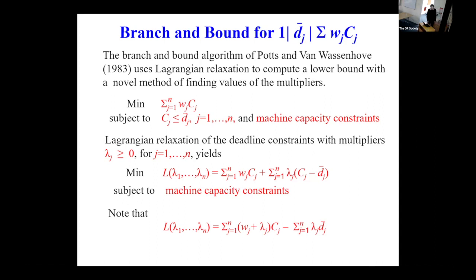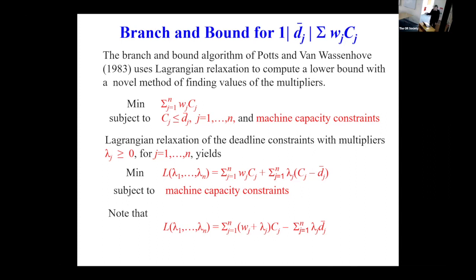And here I've just written down the minimization in a different way. I've combined the two terms with CJ in them, and that's what you get. Notice that you've already worked out what values of lambda you're going to use, so that lambda DJ term at the end is going to be independent of the schedule, so that's just a constant.